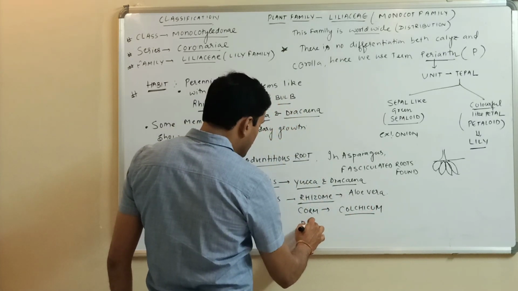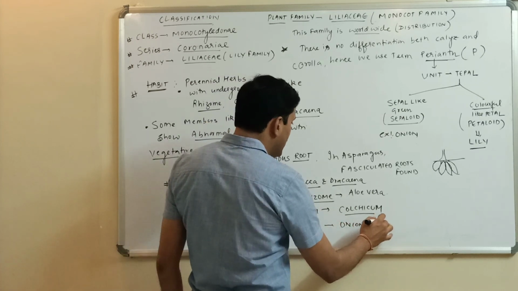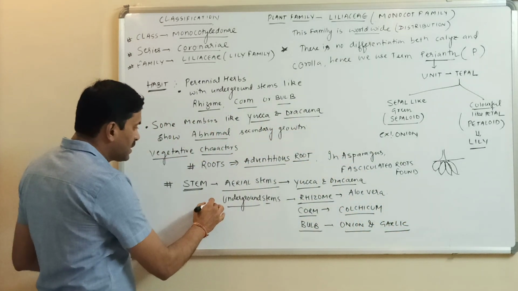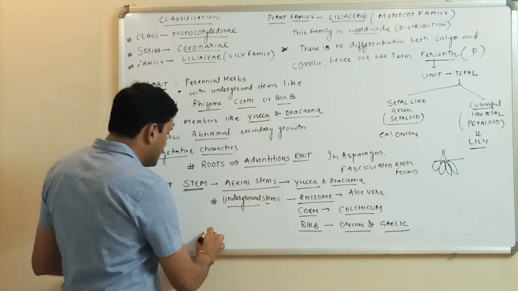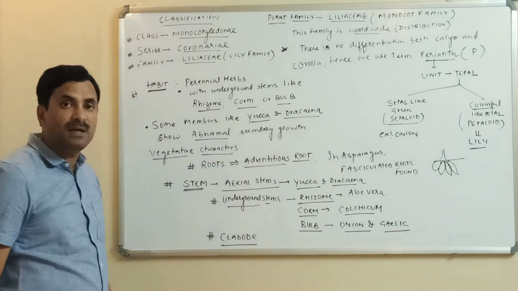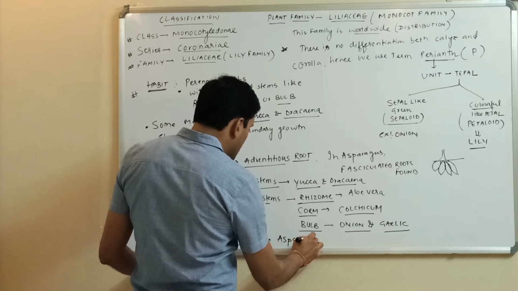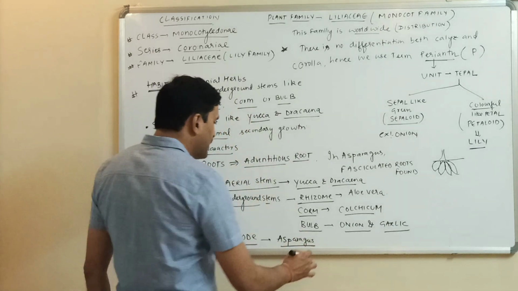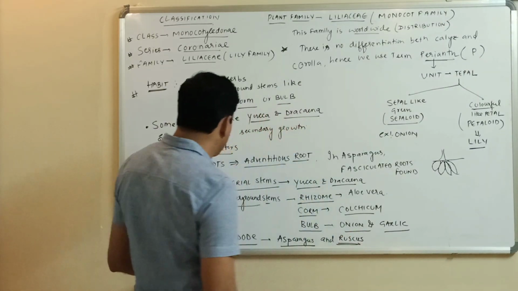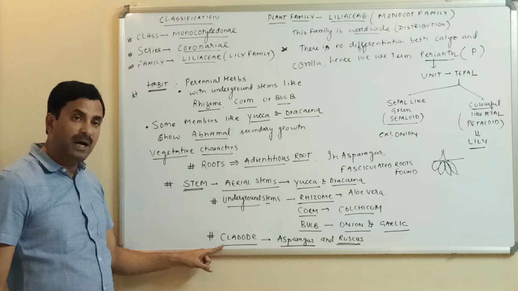And the example of bulb is onion and garlic. Onion and garlic are the examples of underground stem. Okay. And there is one more type of stem modification known as the cladode. The best example of cladode are asparagus and ruscus. Asparagus and ruscus are very good examples of the cladode. So stems may be aerial stems, underground stems, or the cladode.